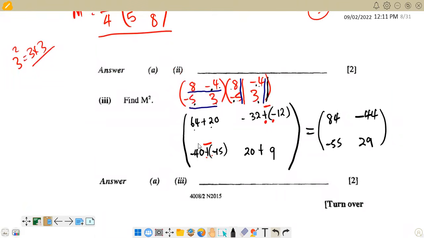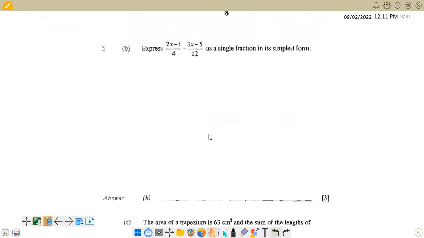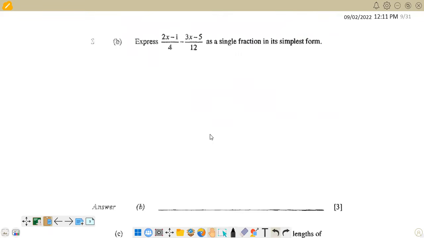Let's see the next question. The 3b now is for us to express this as a single fraction. So express the given fraction as a single fraction in its simplest form. Remember, we have to find the LCM of these two numbers. We have 4 and 12, so definitely our LCM is going to be 12. Let's divide 12 by 4, that is 3. Whatever you get, you multiply by 2x minus 1. Take note of the sign, we are subtracting here. Then 12 divided by 12 is 1. Then you multiply everything by 3x minus 5. Take note about this negative here. That is where I want you to take note.